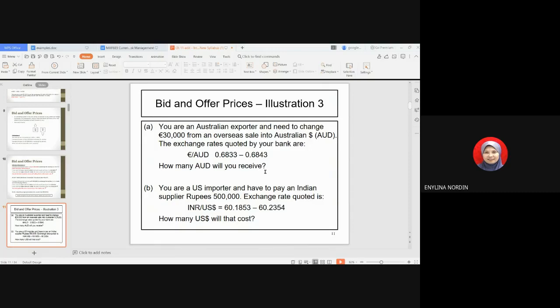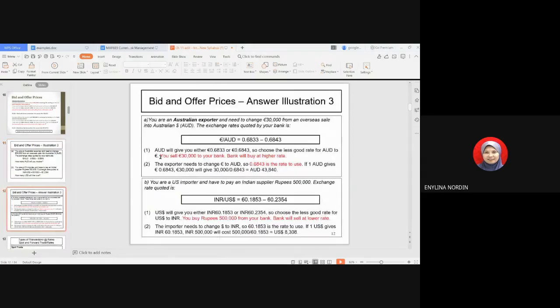Right? That means what? The Aussie company sells the euro, correct? That means here, the Aussie company sells the euro, 30,000, to the bank, and the bank will buy the euro. So at what rate will the bank buy the euro? That is the next step.